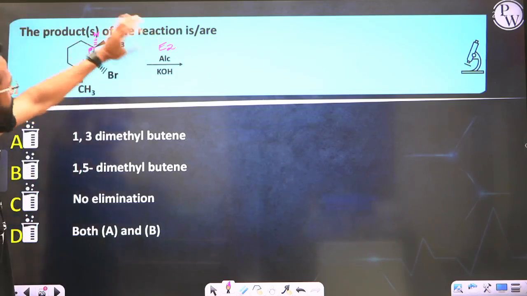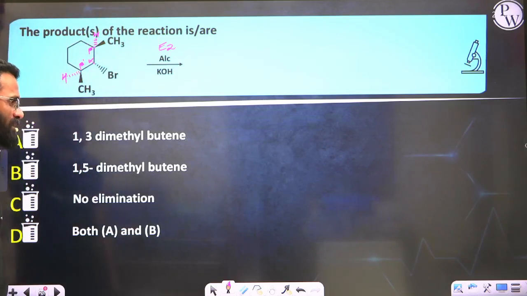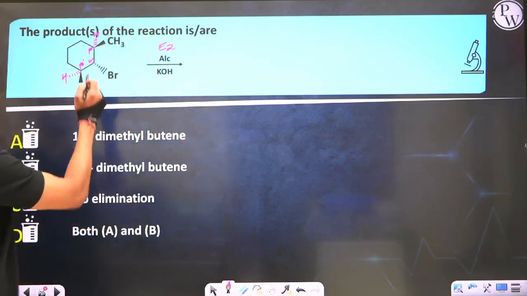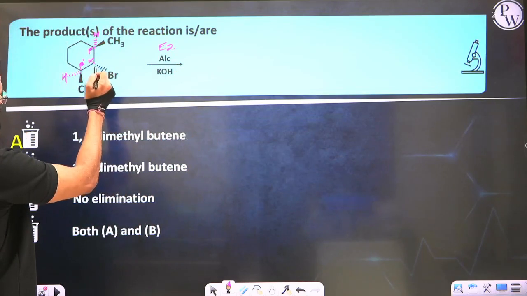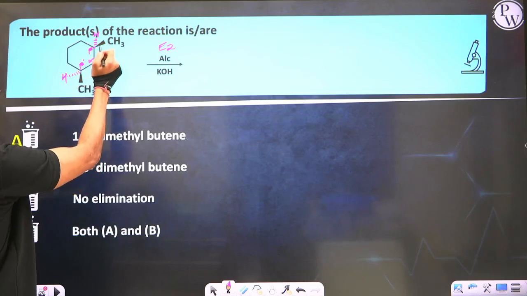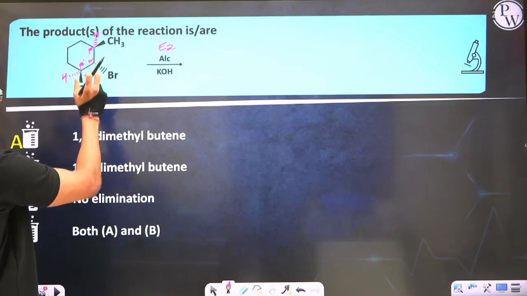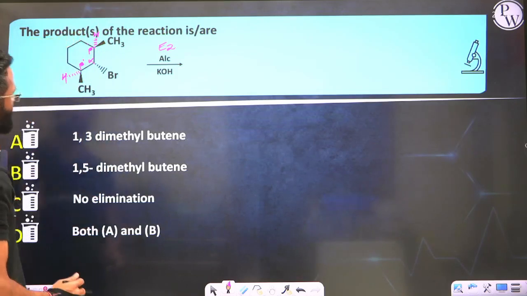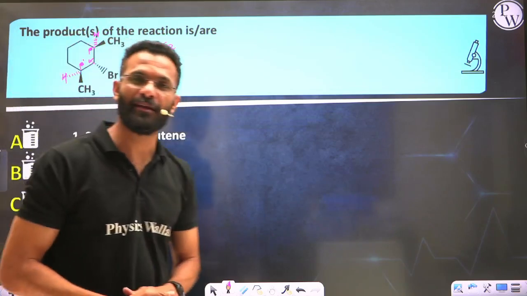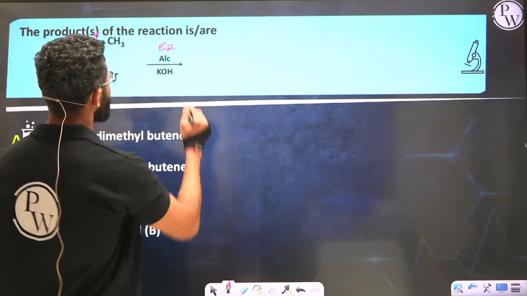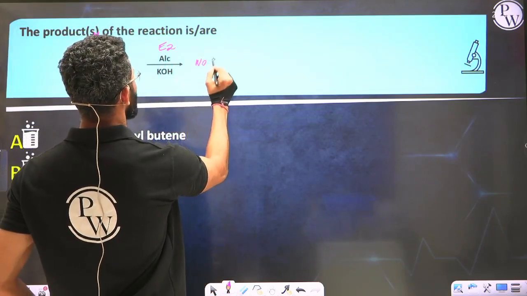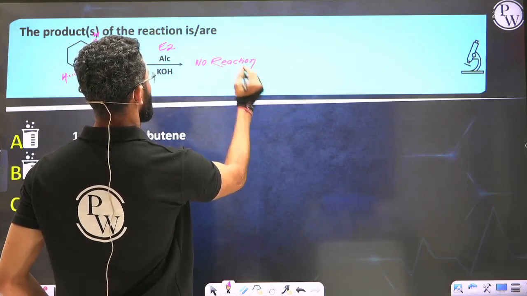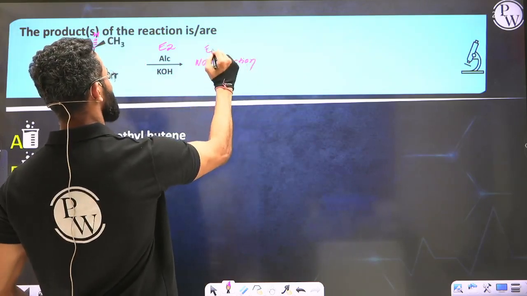Now when you carry out E2 reaction, the required stereochemistry is that the beta hydrogen and the leaving group should be anti-periplanar. So if the leaving group is on the hatch wedge, the beta hydrogen should be on the solid wedge. But at both beta and beta dash, the solid lines are occupied by the methyl. So although at beta and beta dash I have 2 hydrogen atoms, none of the hydrogen atoms can be abstracted. So I will say no reaction will take place, or rather, no E2 reaction will take place.